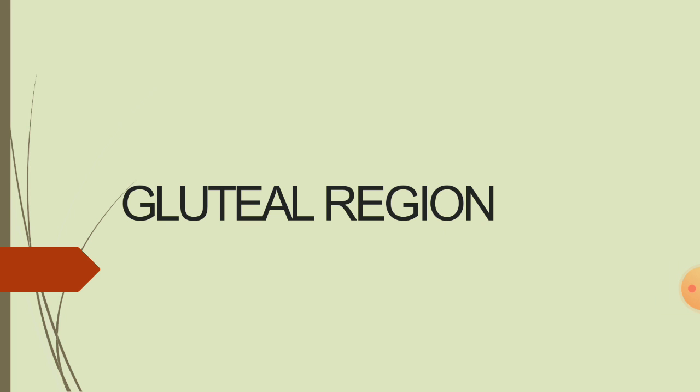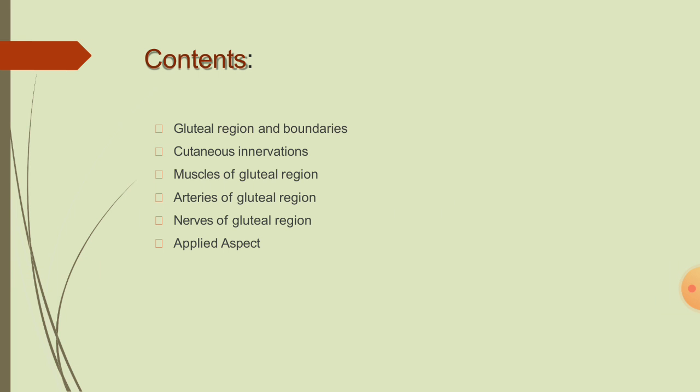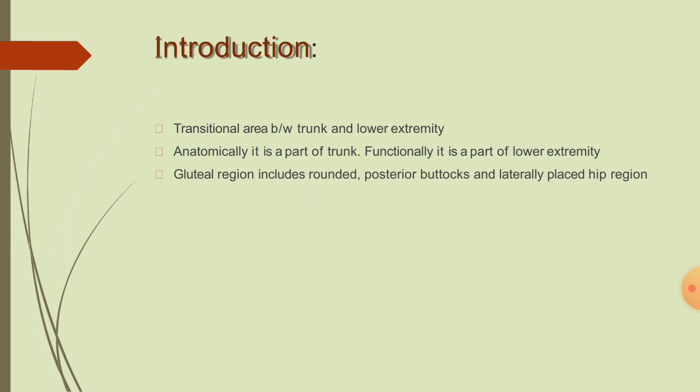Here we discuss the anatomy of the gluteal region. The gluteal region is the transitional area between the trunk and the lower extremity. Anatomically, it is a part of the trunk. Functionally, it is a part of the lower extremity. The gluteal region includes the rounded posterior buttocks and the laterally placed hip region.